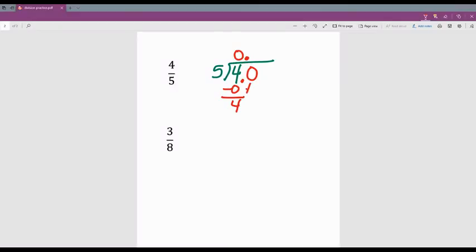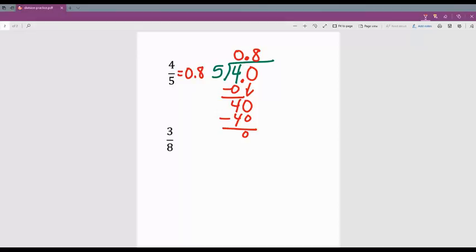So I'm going to take that 0 and bring it down. And now 5 can go into 40 8 times. 5 times 8 is 40. And when I subtract, I get 0. So now 4/5 is the same as saying 8/10. So again, to keep this division alive and going, we added a decimal and a 0. And we're able to do that because 0 is just considered a placeholder. 4 is the same as saying 4.0 and vice versa.